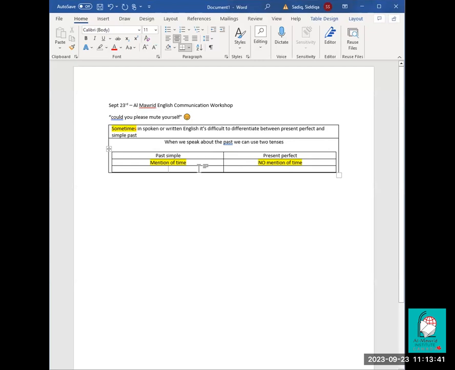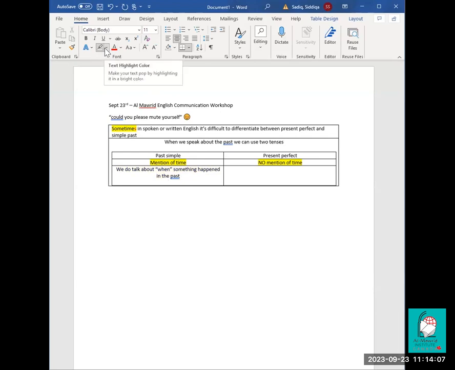So, mention of time. Oh no, in this case we do talk about when something happened in the past. So we use keywords like yesterday, last night, 2019, February. Any time that is in the past. We mention time in the past when we use simple past.